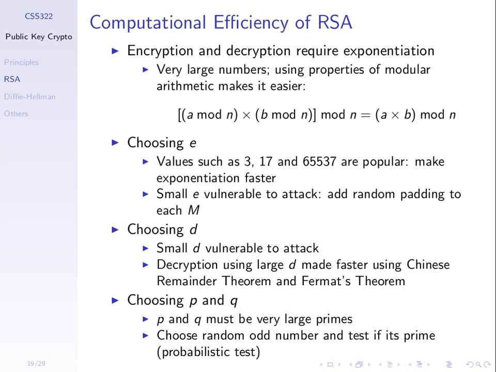So some examples are 3, 17, and a common one we'll see is 65,537. People have done analysis and found out that these are suitable values of E, and that they make doing the exponentiation quite fast. Raising our m to the power of E, if E is small, then it's quite fast to do. And these can help with the implementation.